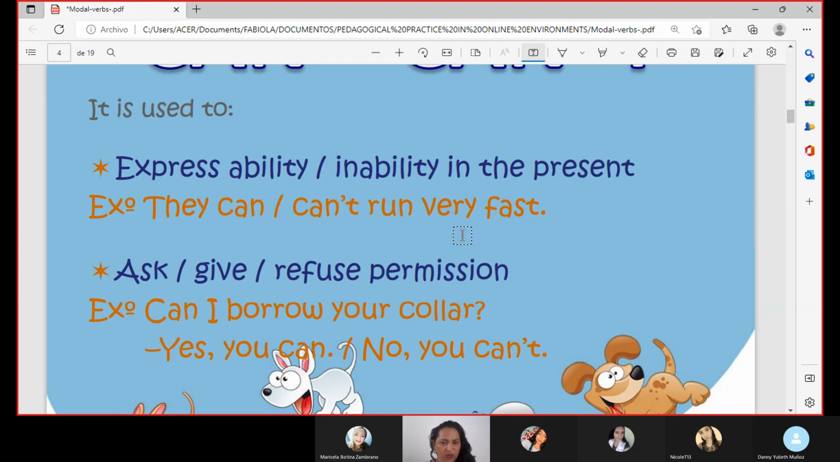Can I borrow your color? Yes, you can. This is natural. The answer is in a short way, in a short form. Yes, you can, or no, you can't. Or maybe you say no, you can't run very fast. Yes, you can complete it with all the complement, but it's not necessary. Or in this case, you use the short form. Yes, you can. No, you can't.